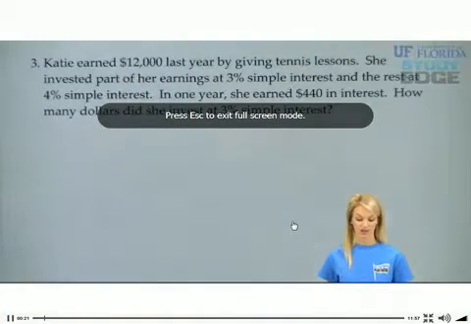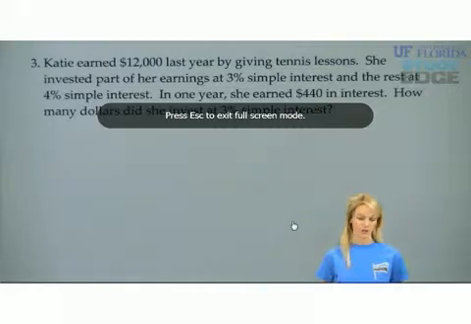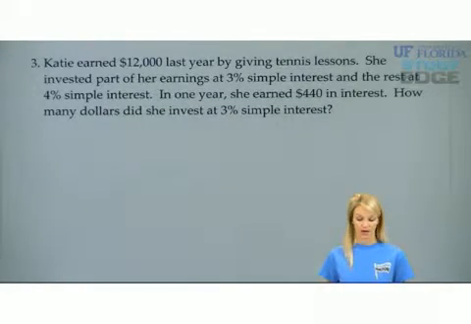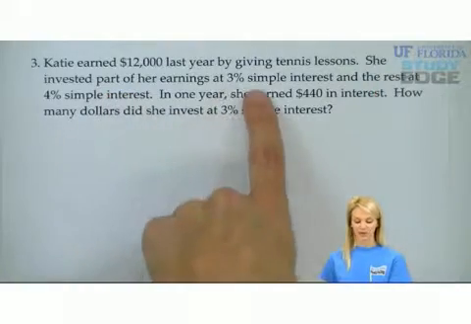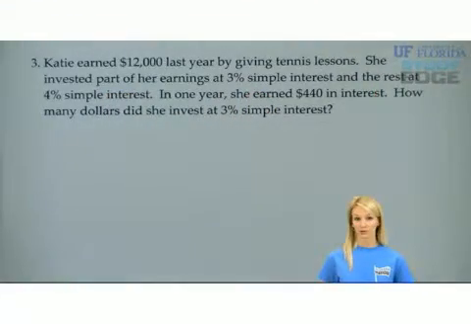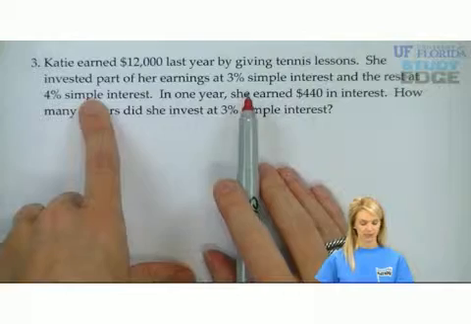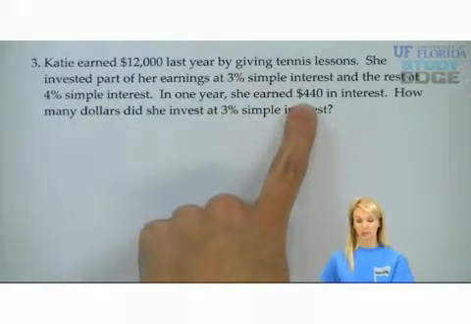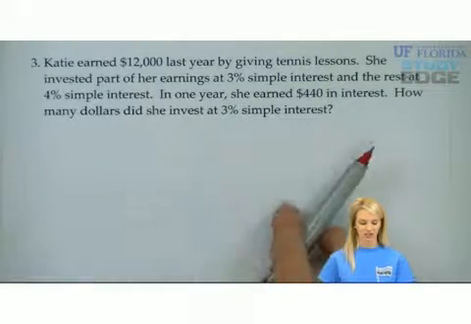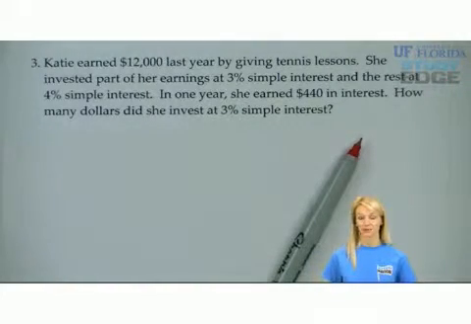$12,000 that Katie earned last year from giving tennis lessons, which is a lot of money, but she was working hard, so she got it. She invested part of her earnings at 3% simple interest and the rest at 4% simple interest. In 1 year, she earns $440. How many dollars did she invest at the 3% simple interest?